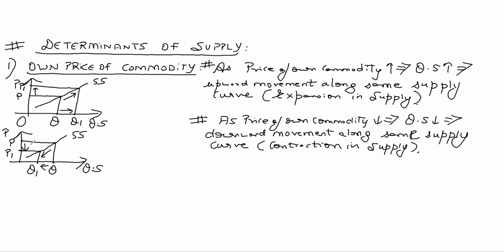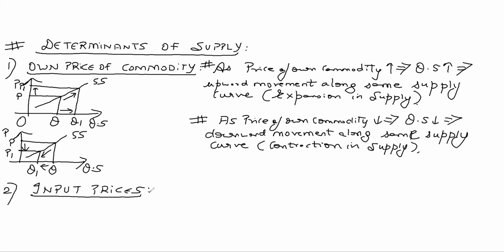Okay, then we have the second factor affecting the supply of a commodity, input prices. All of us know the factors of production which are used to produce any commodity. In general, we can call them land, labor, capital, entrepreneur. To land, we pay rent. To labor, we pay wages. To capital, we pay interest. And to entrepreneur, we pay profits.